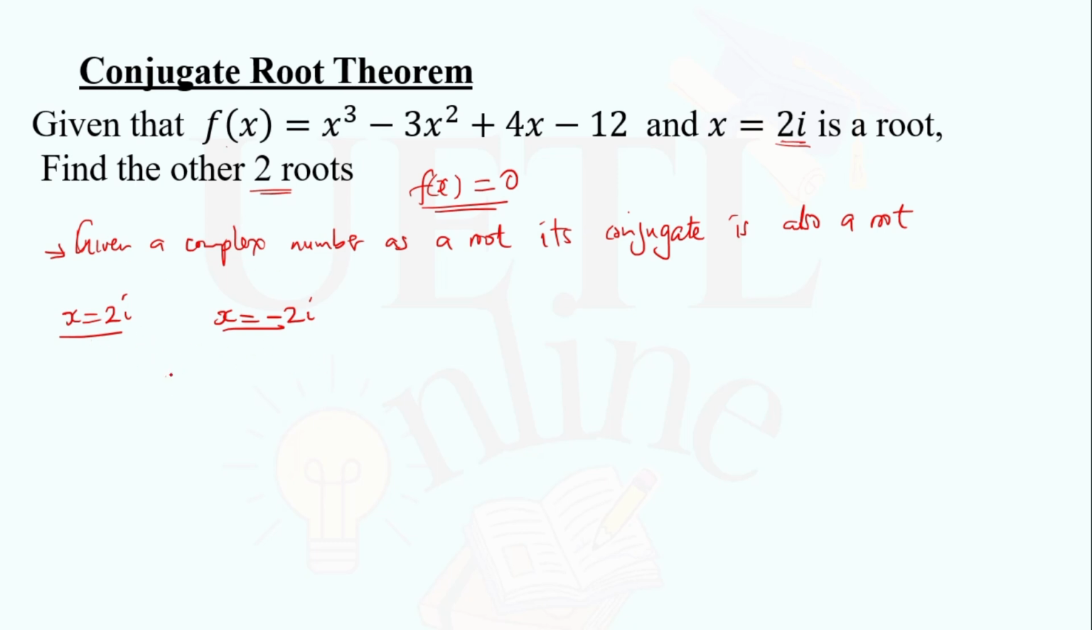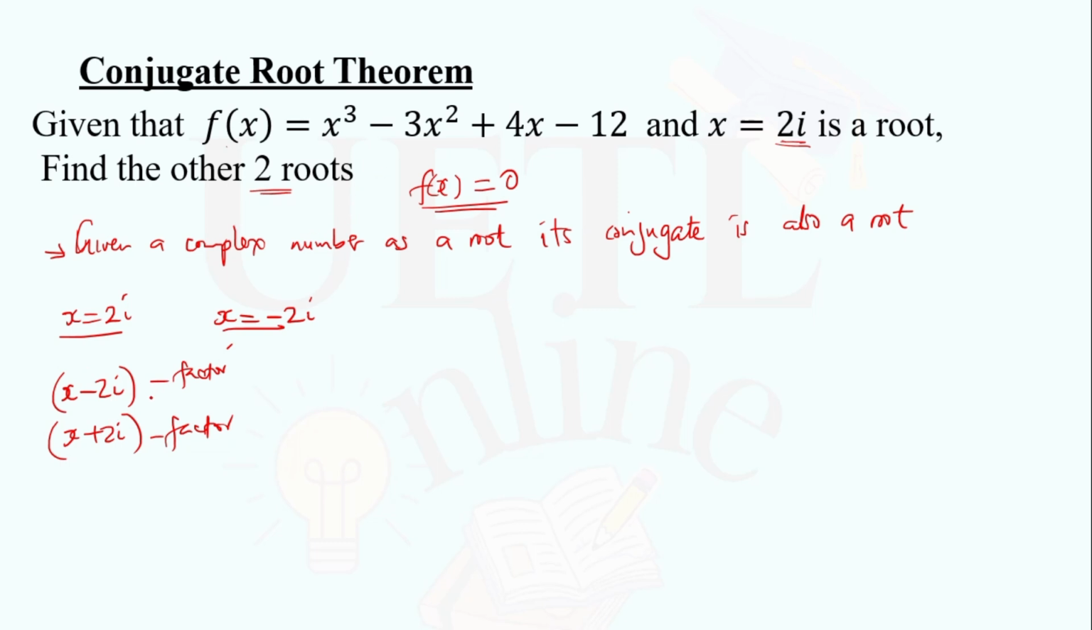How do we do that? If we are given that x equals 2i is a root, this means that x minus 2i is a factor of this, and x plus 2i is also a factor of this. Now we want to combine these so that we can divide and find the remaining factor.